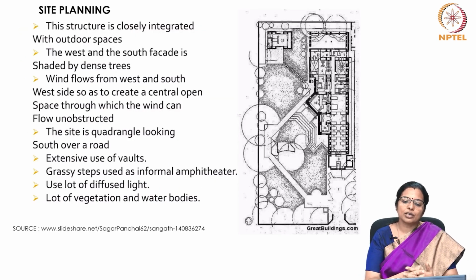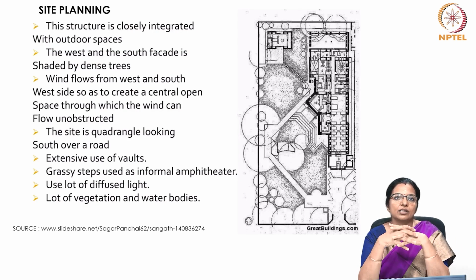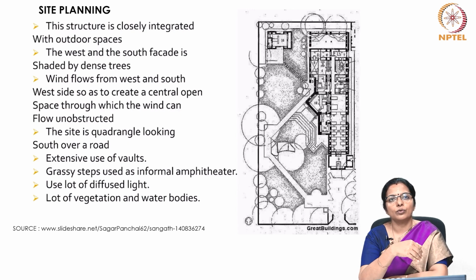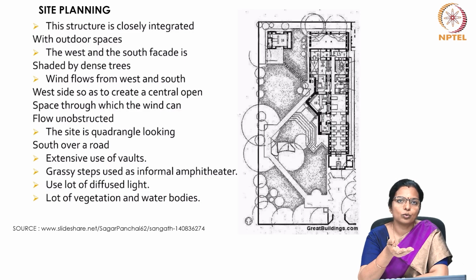This structure is closely integrated with outdoor spaces. The west and the south facade is shaded by dense trees, and wind flows from the west and southwest side have been tapped to create a central open space through which the wind can flow unobstructed. The site is a quadrangle overlooking south over a road.